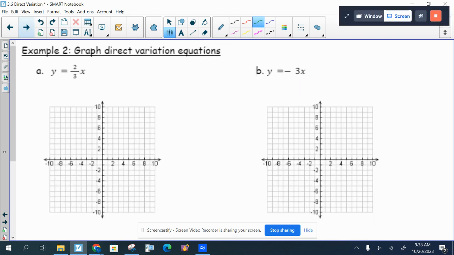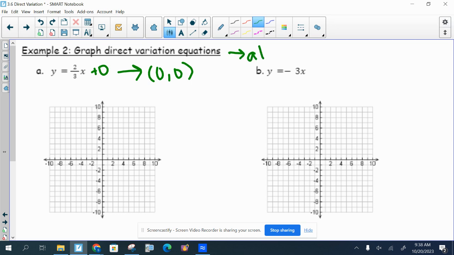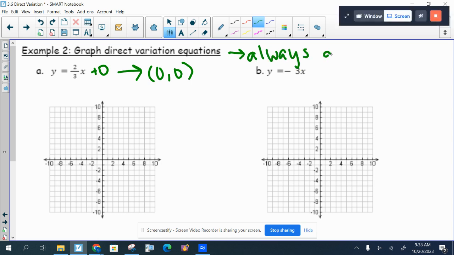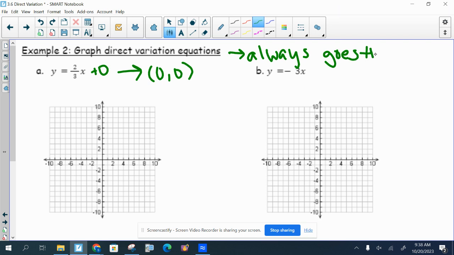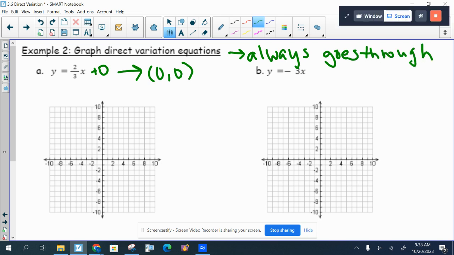Okay, let's look at the next type of problem where you're graphing. So if I'm graphing a direct variation equation, remember how we said that the first step is to plot b. So what happens if we have no b? Jacob? You go to 0 or the origin. Right, so here it's technically plus 0, which means that it's going to go through 0, 0. Which brings us to the idea that direct variation equations always go through the origin. I want you to make a note of that. Always goes through origin.